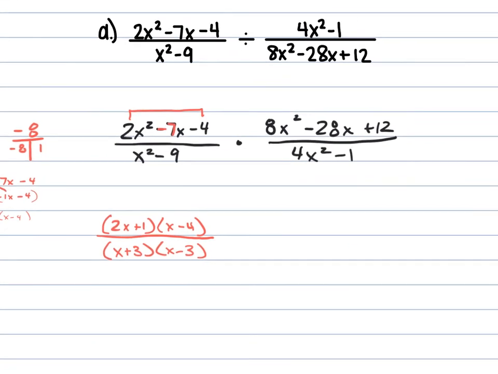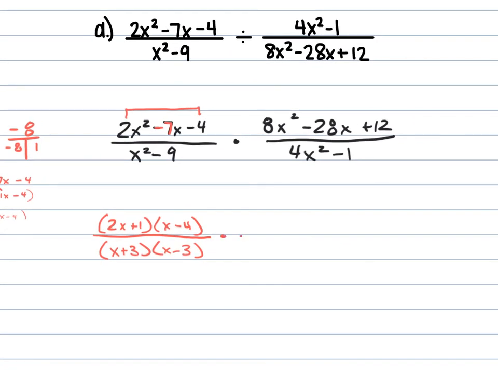Talk to me about top right. You could, but I see something first. What do they all have in common? 4. They all have a 4 in common. Let's pull that 4 out to make our life easier. The whole reason for doing that is to make our numbers smaller. What will be left inside after I pull out that 4?